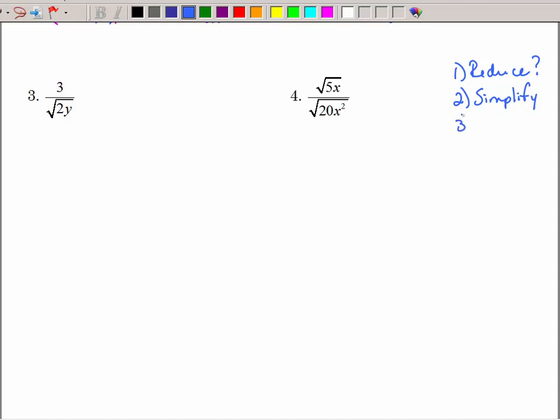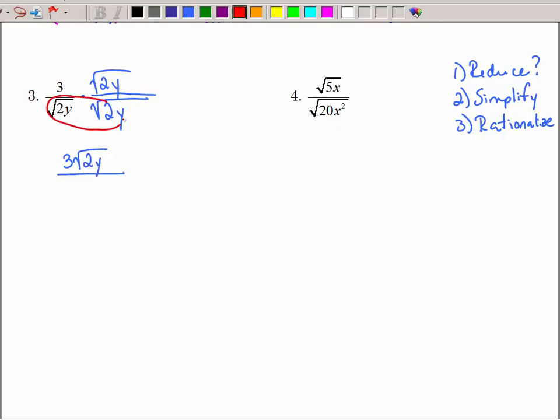No. So the third step is, I'm going to go ahead and rationalize, which means I need to multiply by what I need. So I need a pair because I have square roots. So I need another 2 and another y. Whatever I do to the bottom, I do to the top. Alright, so on top I have 3 on the outside and the square root of 2y there. And then here I've created a perfect square because I have a pair. So the square root of 2 times 2 is 2, and the square root of y times y is y. Very easy process.